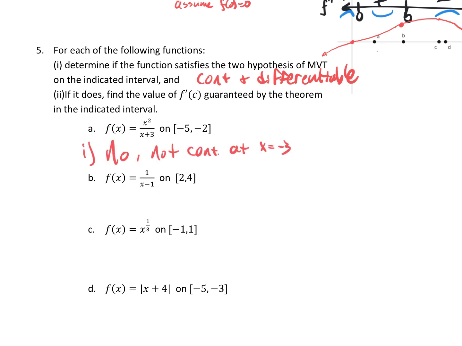What about this one? Is it continuous from 2 to 4? Well, there's a break at 1, but 1 is not on this interval. There's an asymptote at 1. So 1 is not on this, and it is going to be differentiable because it's a smooth curve. We know that about rational functions. So yes, it's continuous and differentiable on [2, 4].